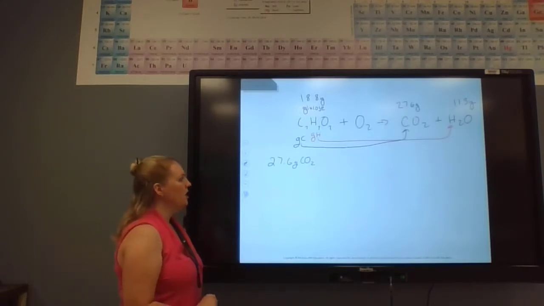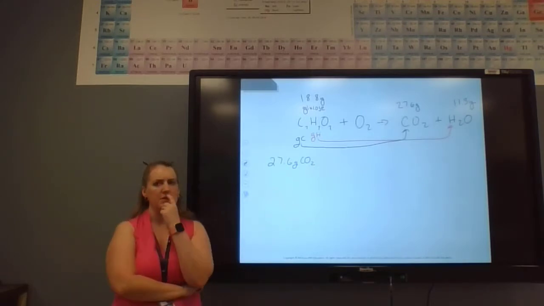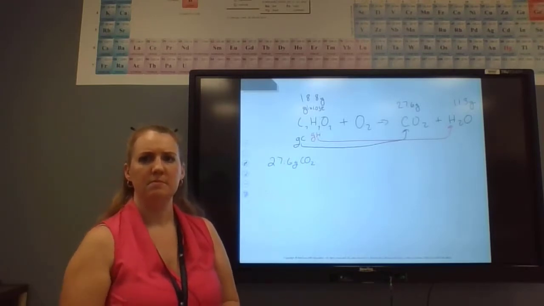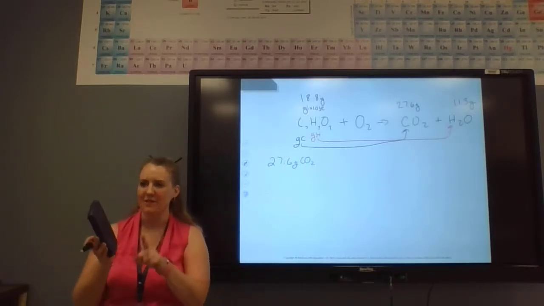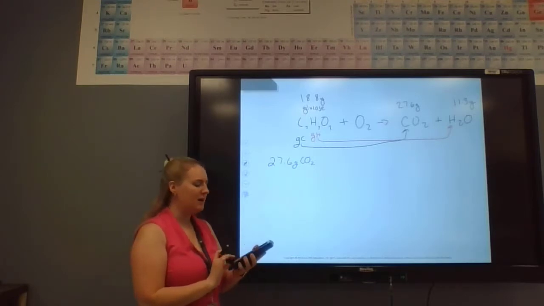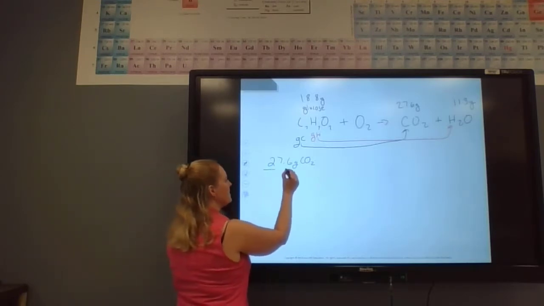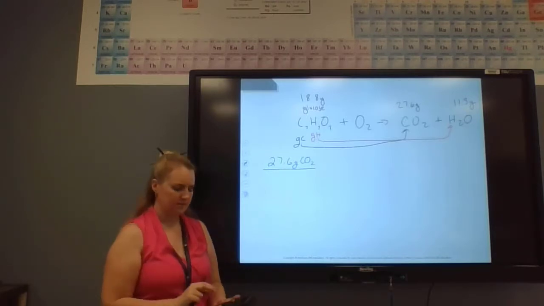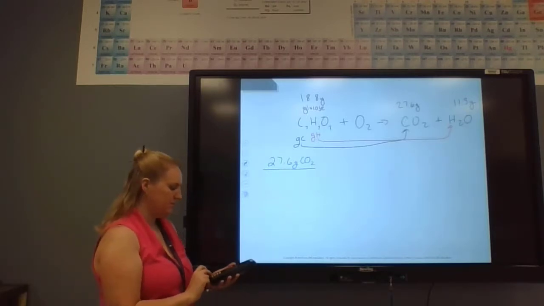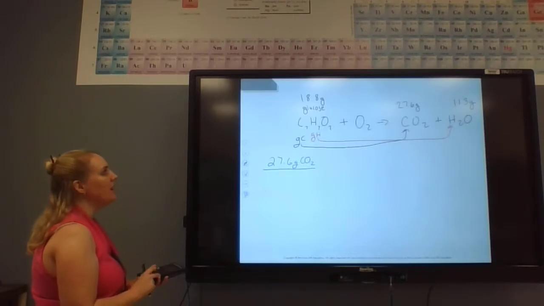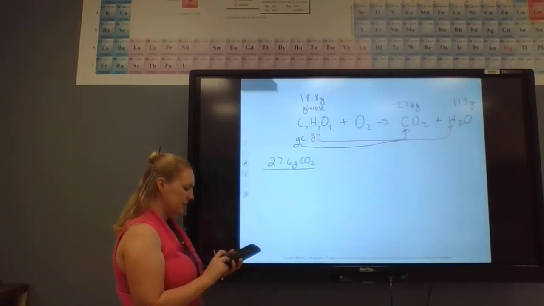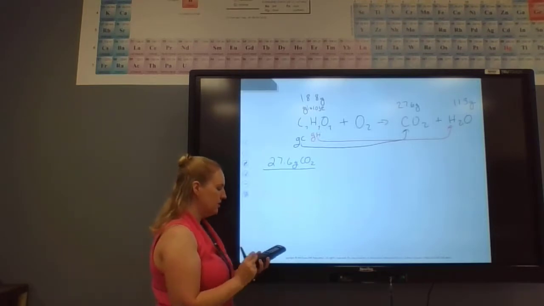So first step, how do I convert grams to moles? Multiply or divide? Divide, good. Don't get mixed up. Divide by molar mass. So, molar mass of carbon dioxide. How do I find that? Good. Add up the masses of the elements. So, a carbon is 12.01. Each oxygen is 16.